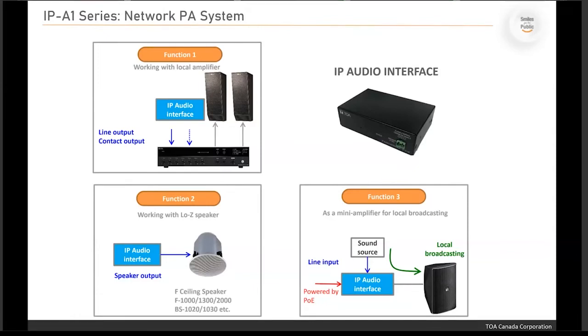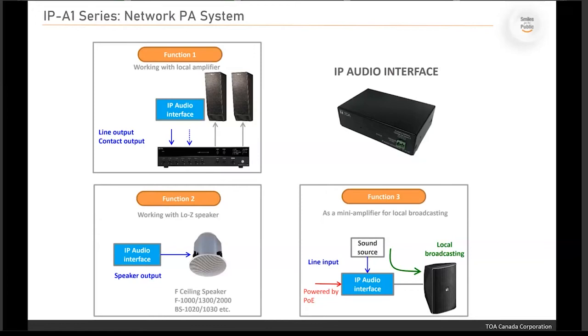I can give an example of a gym, where high-powered speakers are needed, and an amplifier eventually. In this case, we can use the IP audio interface with the line output and contact out in order to deliver paging signals over to these speakers. The second function is working directly with low Z amplifiers and low Z speakers, connecting the low impedance speaker directly to the IP audio interface, which has to be maximum 15 watts in order to get the maximum wattage. And this will work as the standard function.